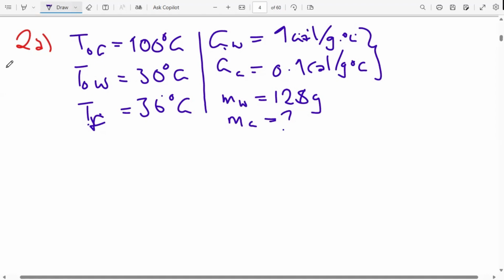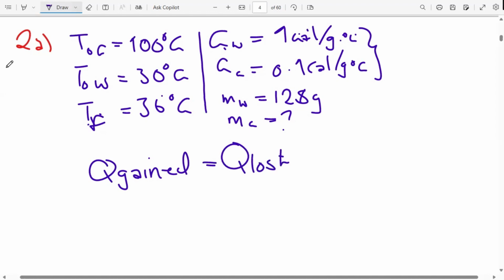So what are we going to do here? We know that when two substances are mixed, in order for the equilibrium temperature to be reached, the amount of heat that is gained is equal to the amount of heat that is lost. This is the formula we are going to use to find the mass. The water will be gaining thermal energy, whilst the copper will be losing thermal energy. So we are going to find these two, the heat gained and the heat lost.